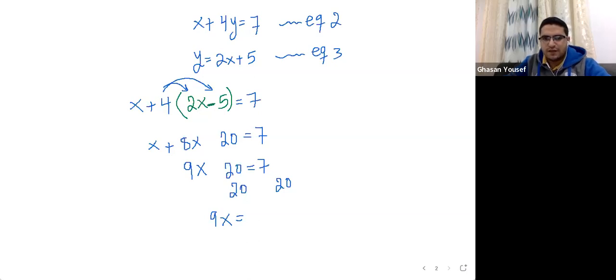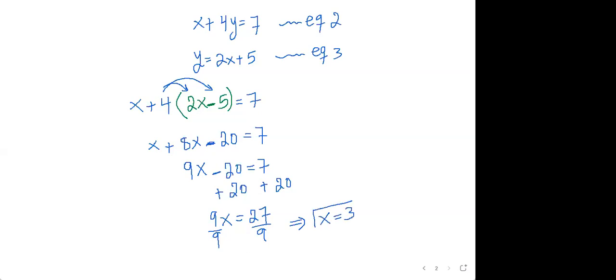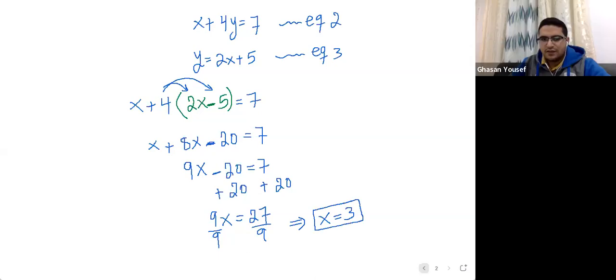So 4 times minus 5 is minus 20. Here's 9x minus 20. We add 20 to both sides, and I will get 27. Now divide both sides by 9. I will get x equal what? 3. So my variable x is 3.